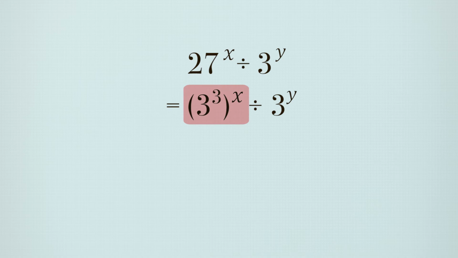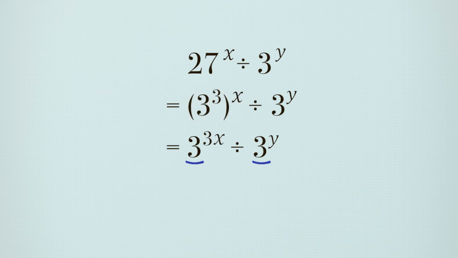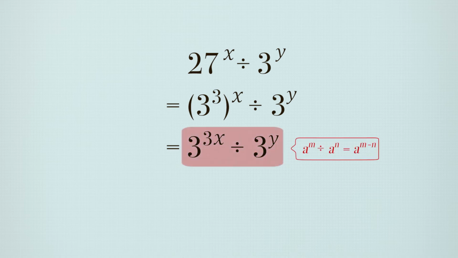To simplify this, we can use this law of indices and multiply the indices to get 3 to the power of 3x. Do you notice that the bases are now the same? So we can use this law of indices and subtract the indices to get 3 to the power of 3x minus y.